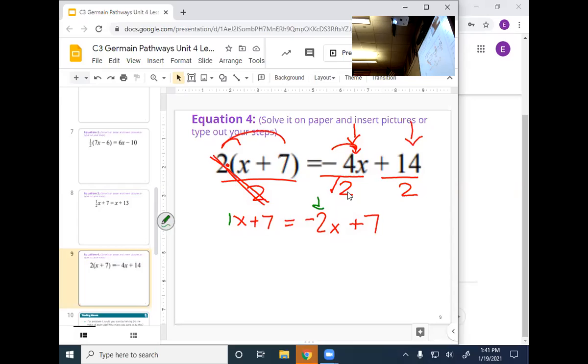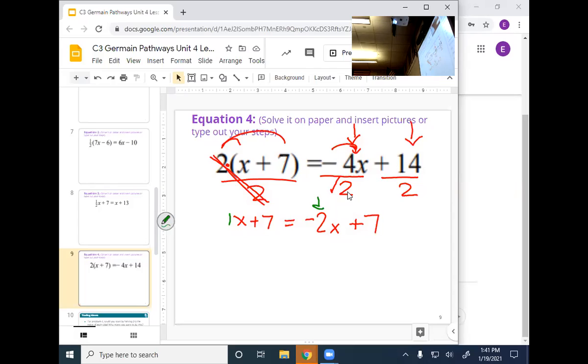Avery? Addition, subtraction. Very good. I can only use addition or subtraction. It's already a -2x. I need to move it over. How do you undo a -2x? Billy? Add 2x. Yes, Billy.